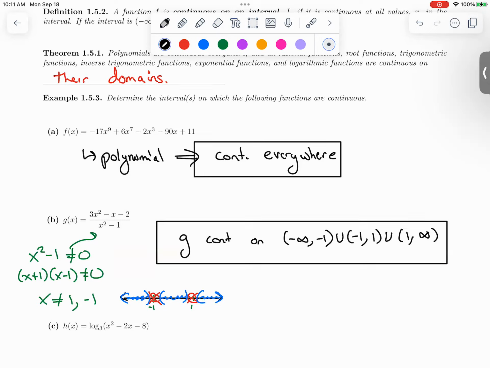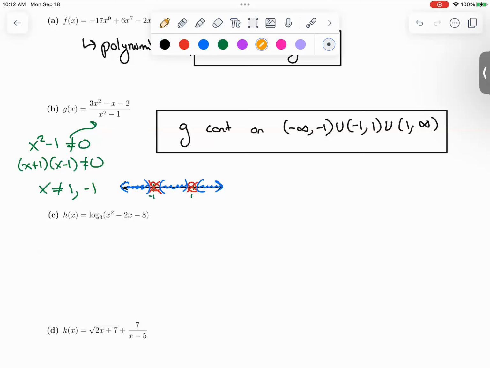So what we need is x squared minus 2x minus 8 to be strictly greater than 0. That will be the domain of this function. And if it's been a while, that's okay. It's a nonlinear inequality. One side is already 0, that's good. So now we just need to factor the left-hand side.